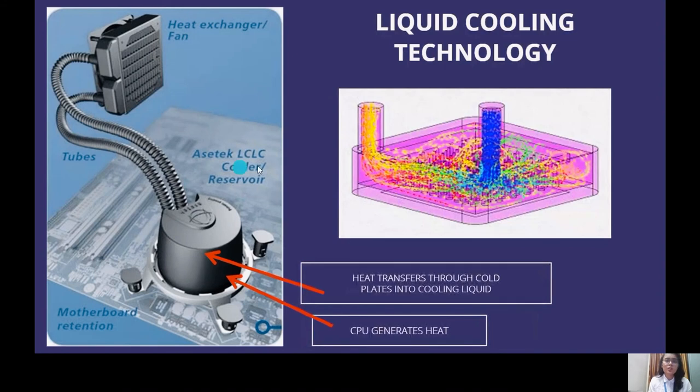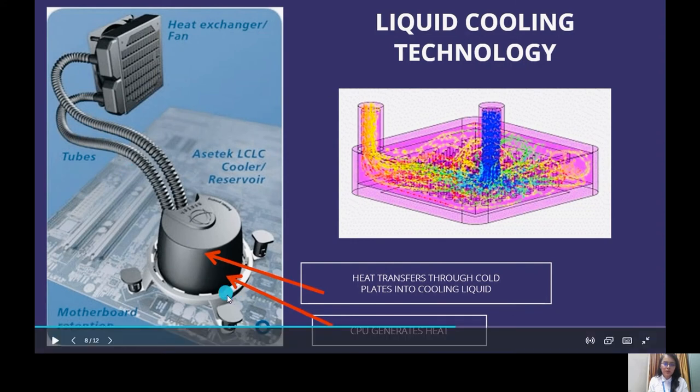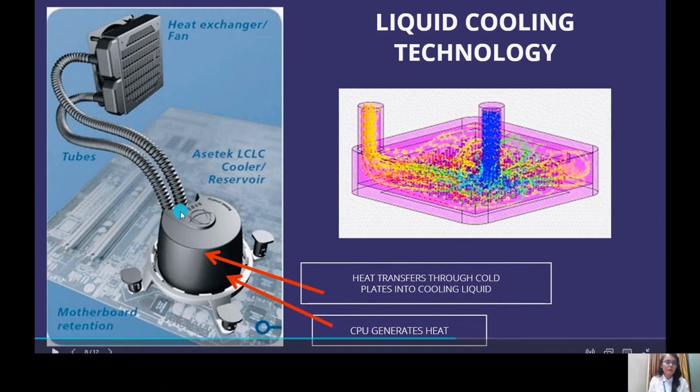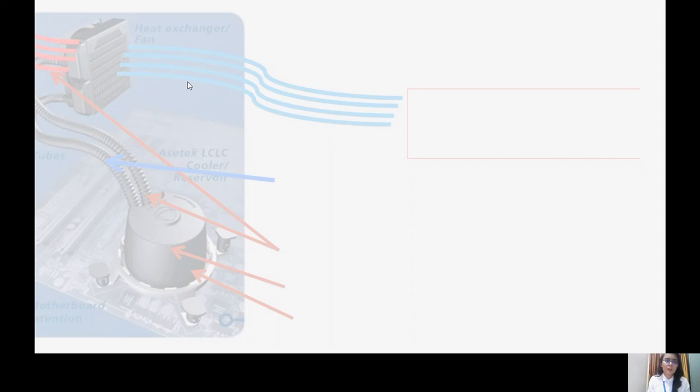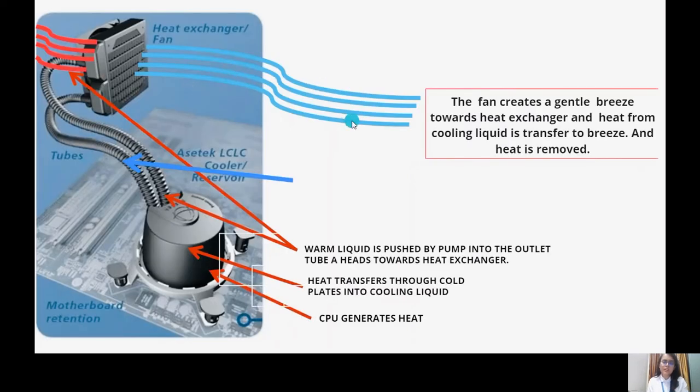Talking about the structure of liquid cooling technology, as you can see, at the bottom level, the CPU will generate the heat shown by the arrow. Above it, the heat transfers through the cold plates into the cooling liquid, and that cooling liquid will pass through the two tubes connected with the motherboard, and the other ends of the tubes are connected with the heat exchanger or the fan. The fan will create a gentle breeze towards the heat exchanger, and the heat from the cooling liquid is transferred to the breeze and the heat will be removed further.